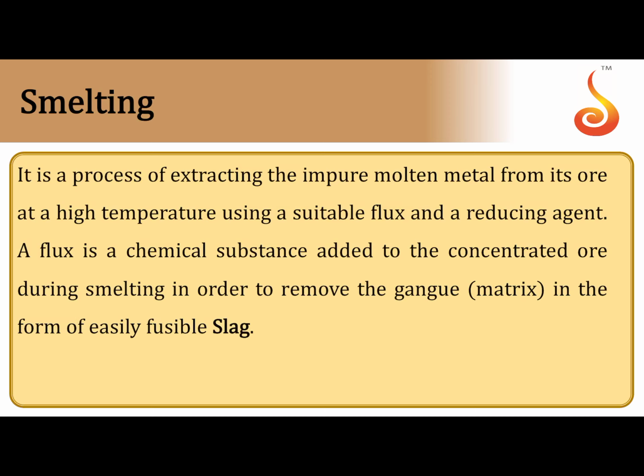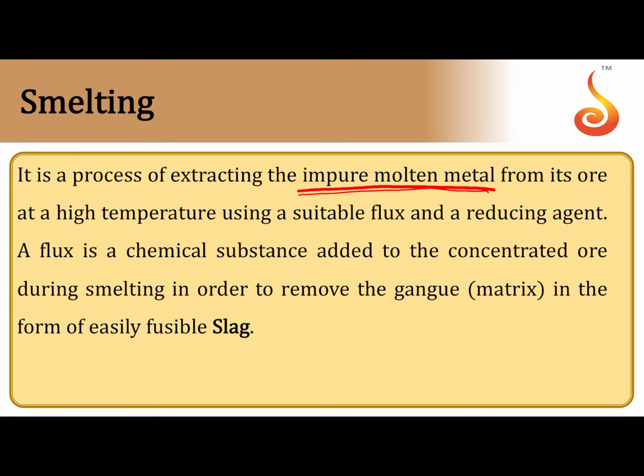Smelting is a specific method. In this method, at a time we can remove impurities as well as extract the metal in molten state. When impurities are non-fusible, that is, if the impurities have a high melting point, fusion is very difficult. Such types of impurities can be removed from the mineral by the smelting process. So, it is a process of extracting impure molten metal.